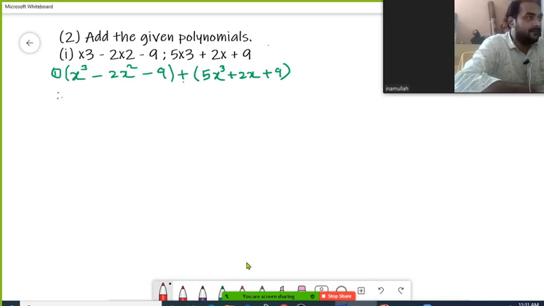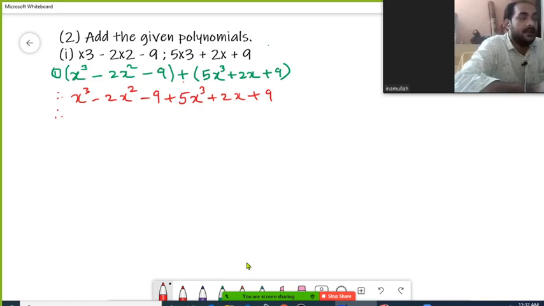So therefore, I am going to open the bracket. x cube minus 2x square minus 9 plus 5x cube plus 2x plus 9. Since we are adding these two polynomials, as I told, addition will be done among like terms. Like terms means the terms which have the same variable as well as the same power.